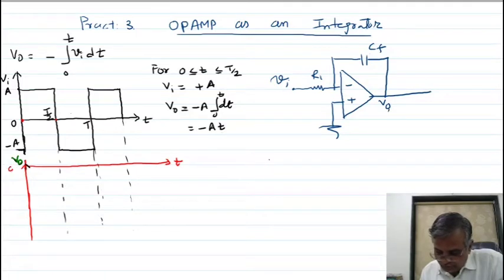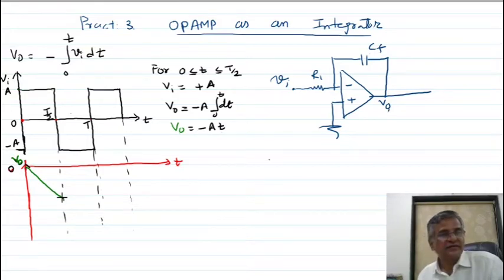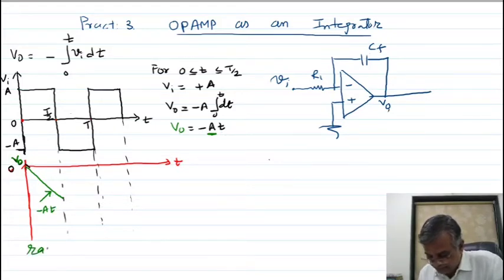So from 0, up to this time, as the input voltage is constant but t increases, my output VO increases. It is the slope of this line, y equals mx plus c. This slope is minus a, so this is minus at. The slope of this ramp, this is a ramp voltage, is minus a.